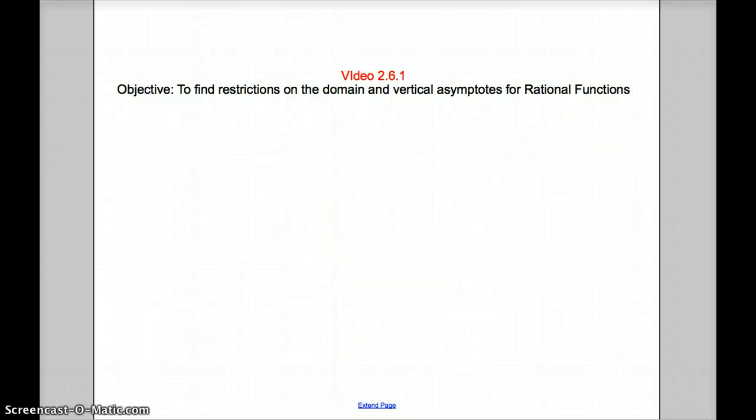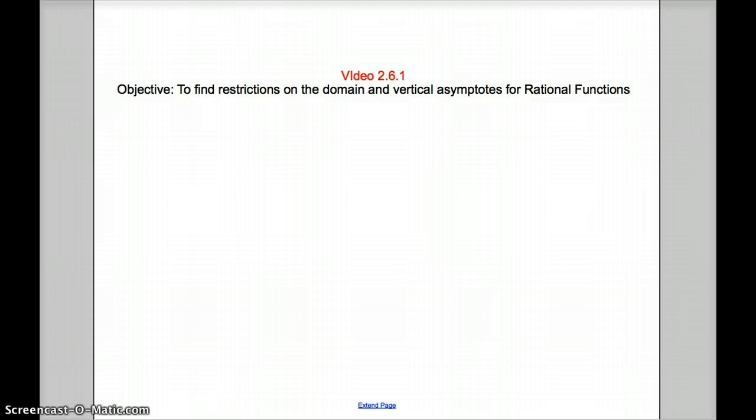This is video 2.6.1, and the objective for this video is to be able to find restrictions on the domain and vertical asymptotes for rational functions. We're also going to start to see some notation here that's going to be important when you get into calculus and when you're trying to find limits. So pay close attention to that. You're going to be reusing that in the future.